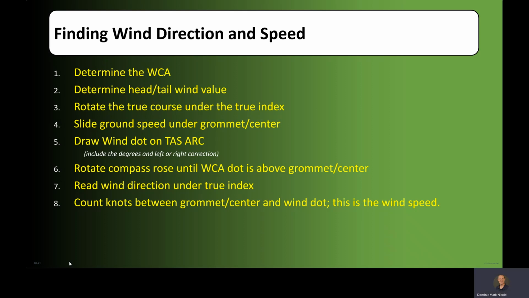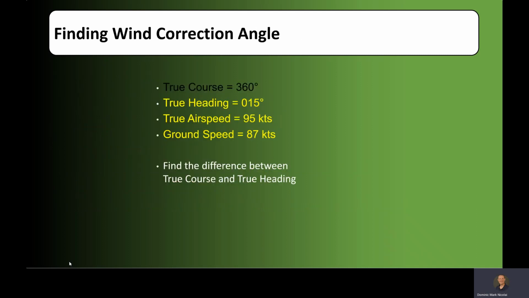Remember, when you do this the normal way, that's the first thing you do: you put your wind dot down above the grommet so many knots. Then we can read the wind direction under true index. And we can count the divisions between our grommet and our wind dot for wind speed. Those are our directions there. So let's go over doing an example, and we're going to start with the first step.